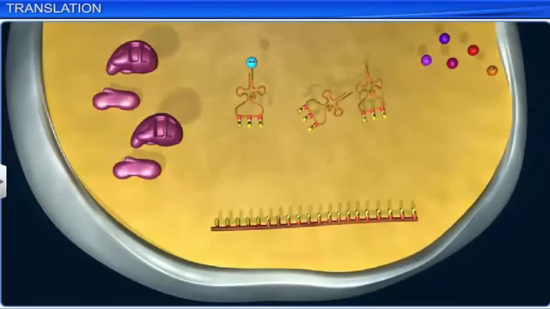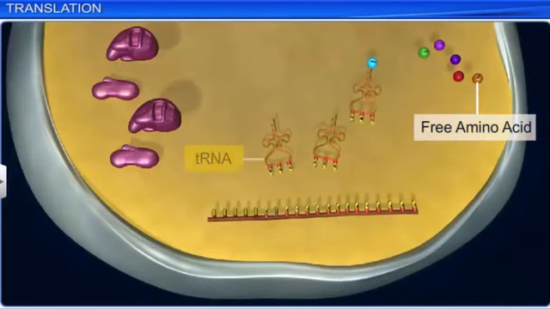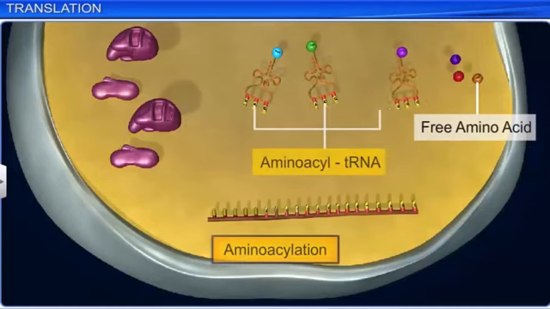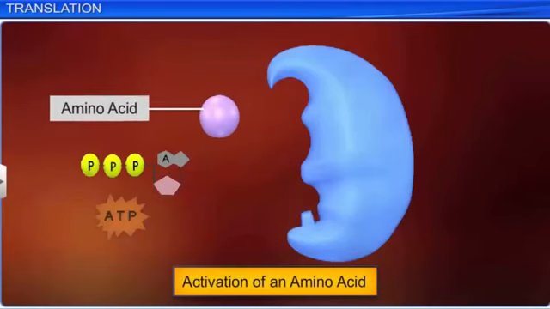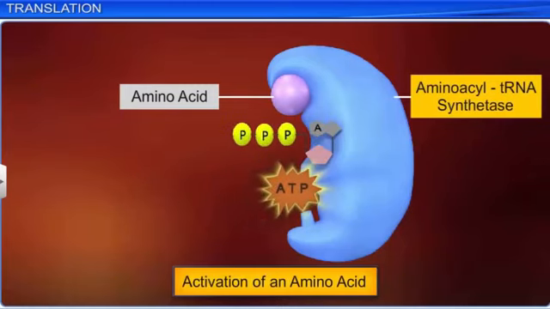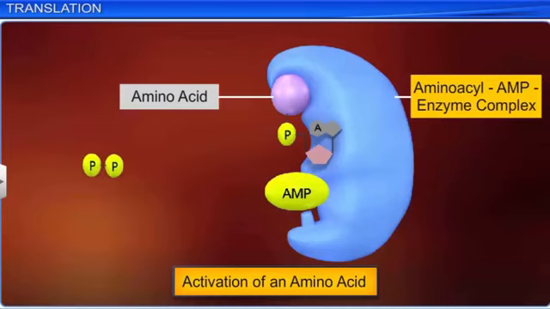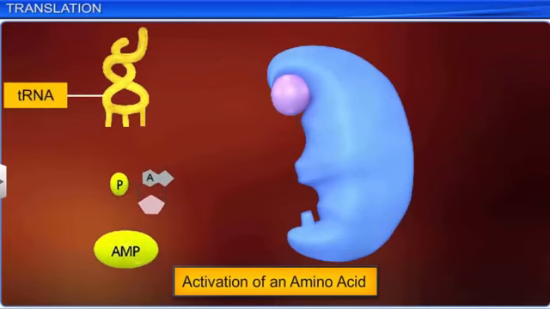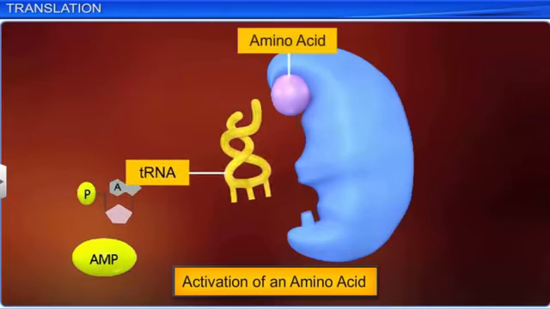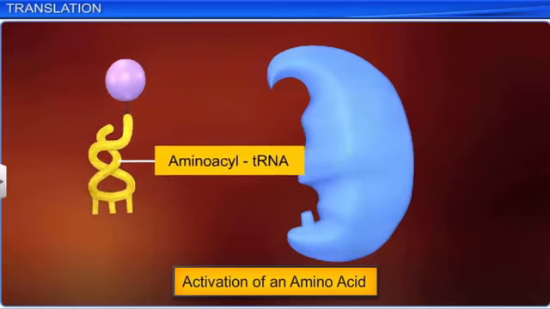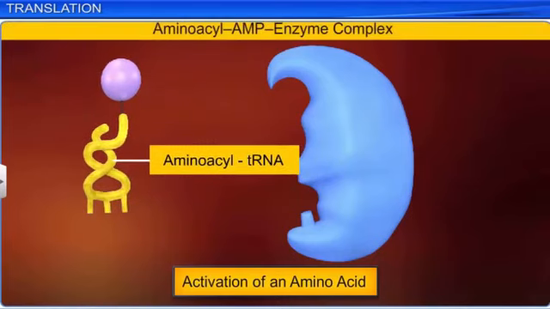The amino acids and tRNAs in cytoplasm become activated by a process called the charging or aminoacylation. During this process, amino acid binds with ATP in the presence of aminoacyl tRNA synthetase and is activated into aminoacyl AMP enzyme complex. This complex reacts with tRNA and transfers the amino acid to it. As a result, tRNA becomes activated as aminoacyl tRNA and the enzyme and AMP are liberated.